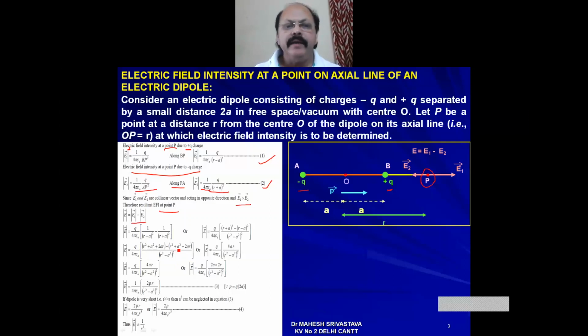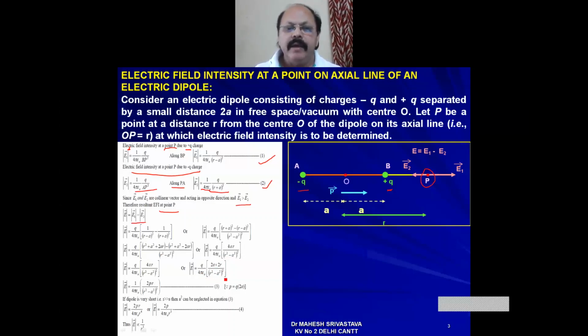When you open the bracket in the numerator, then what happens? r square gets cancelled, a square gets cancelled, and 2ar plus 2ar becomes 4ar. So |E| equals q upon 4 pi epsilon naught 4ar upon (r square minus a square) whole square. Now you rearrange this 4ar like that, 2a into 2r. Then what will you get? |E| equals q upon 4 pi epsilon naught 2a into 2r upon (r square minus a square) whole square.